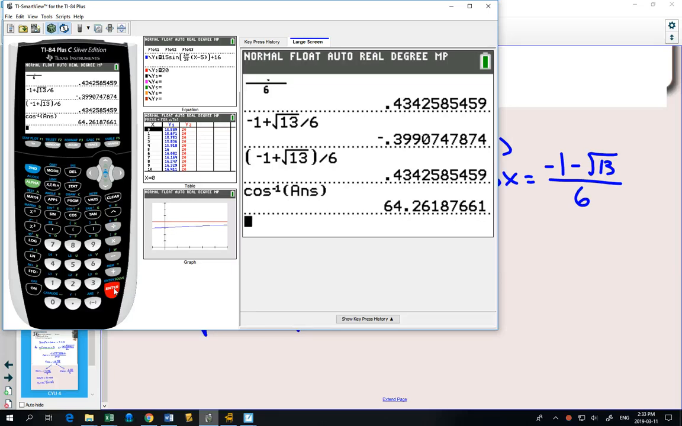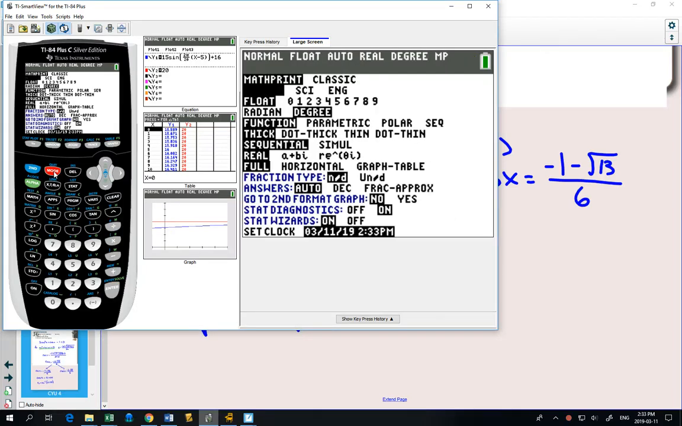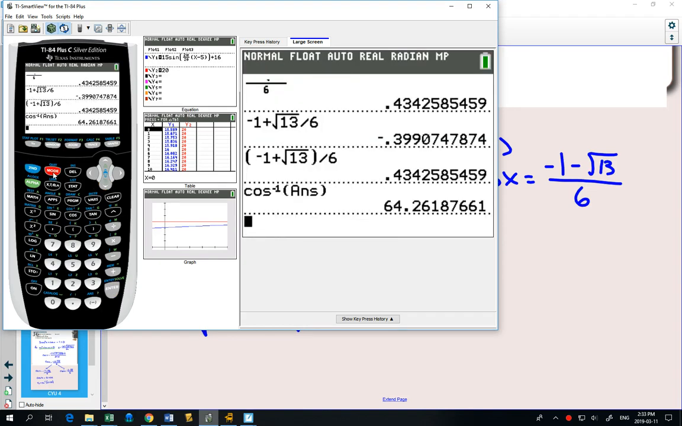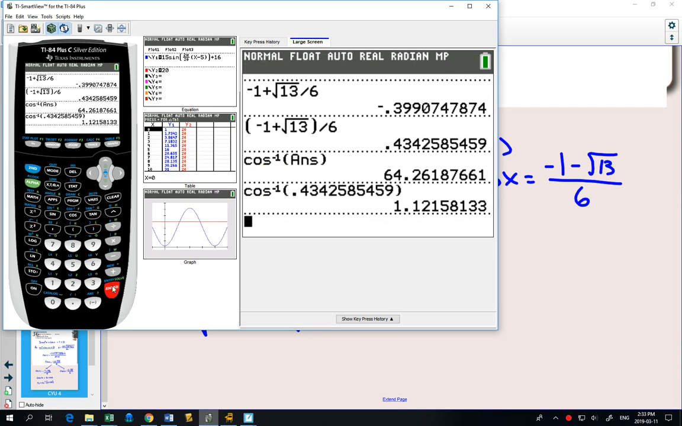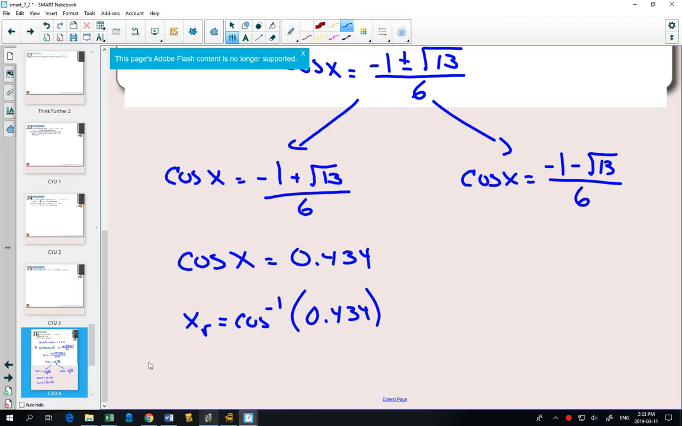Why does it come up as 64.2? Because I'm in degrees. Is this question in degrees? No. Oh. So we have to go to mode. We have to go and change to radians. I need this second cos inverse. I need this answer from before. 1.12. So my reference angle, 1.12.